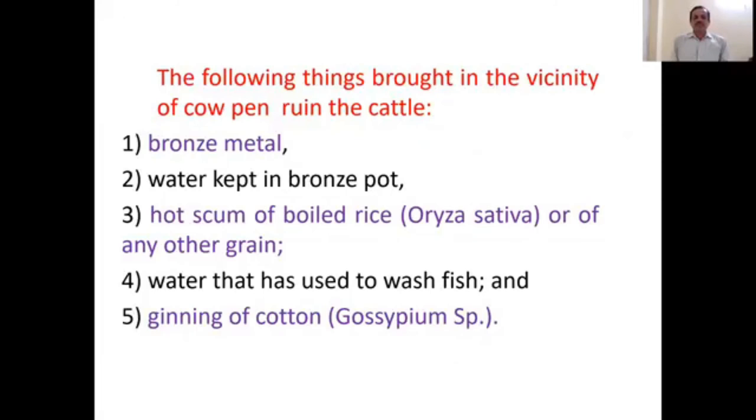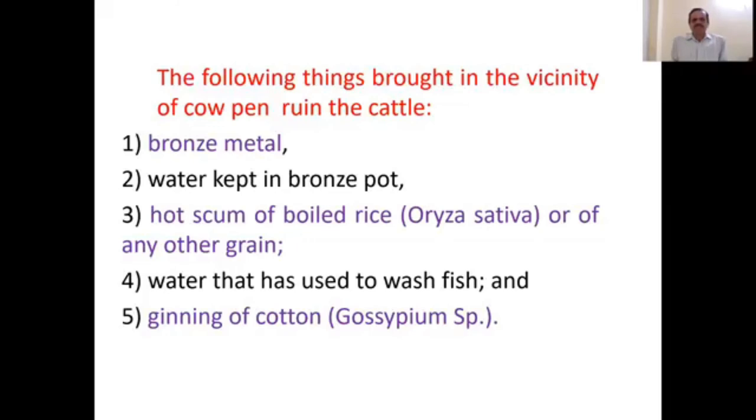Then, in the cow pen, the following things brought in the vicinity of the cow pen will ruin the cattle. That means they should not be brought near the cow pen. Which are those items? It is mentioned that bronze metal, water kept in a bronze pot, hot scum of boiled rice or of any other grain, then the water that has been used to wash fish, and ginning of cotton, gossypium species.